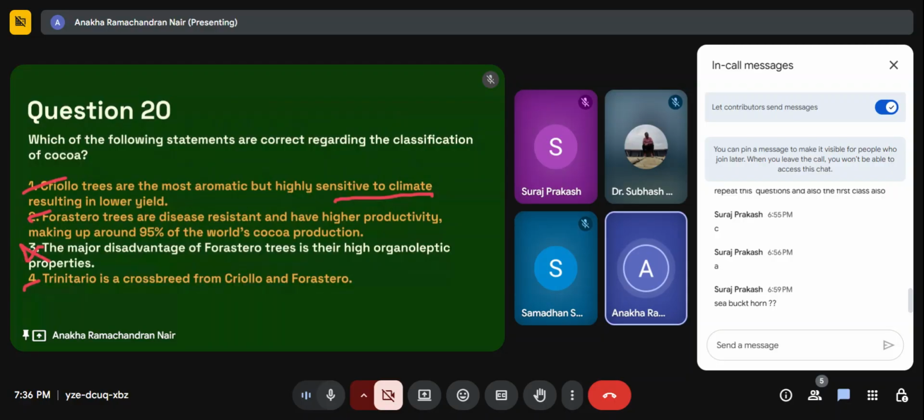So those are the questions for today. There were 20 questions. And do you guys have any doubts regarding any other questions? Because I'm going to end this session now.